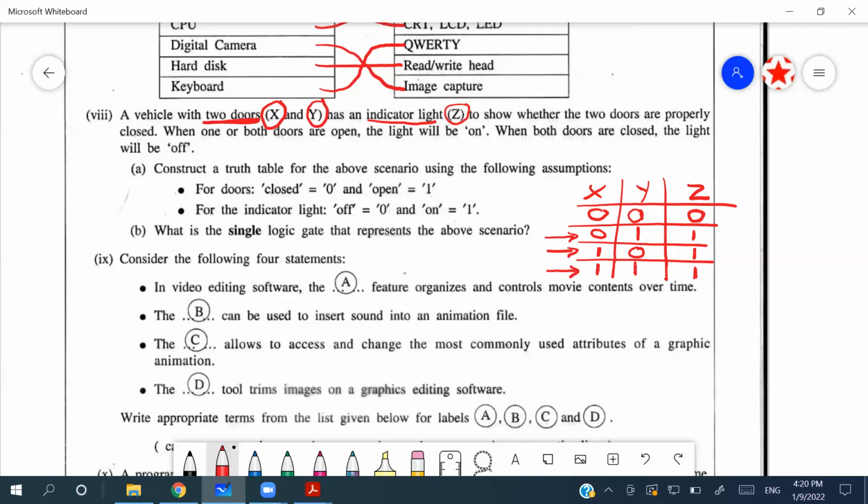And in B it says, what is the single logic gate that represents the above scenario? Yes, what is this, people? This is simply an OR gate, right? So the OR gate is the one which gives us 1 as the output if at least 1 input is 1 or a true value. So this gives you an OR gate.